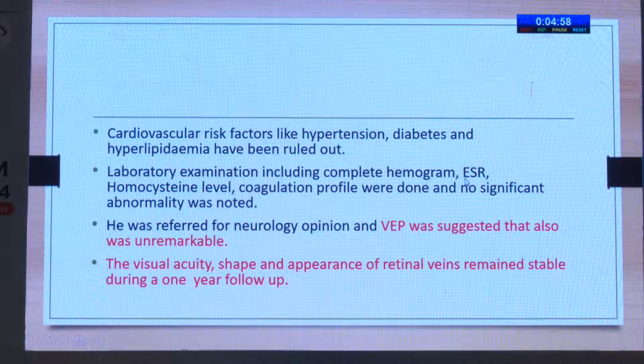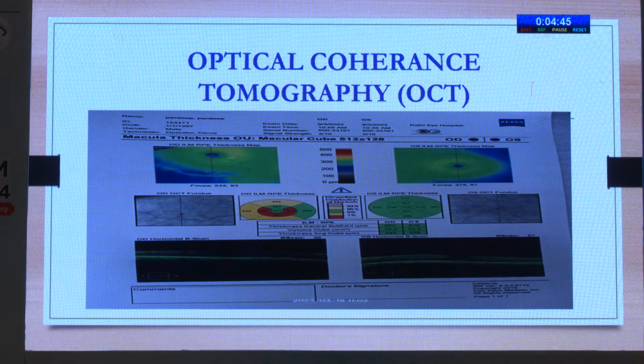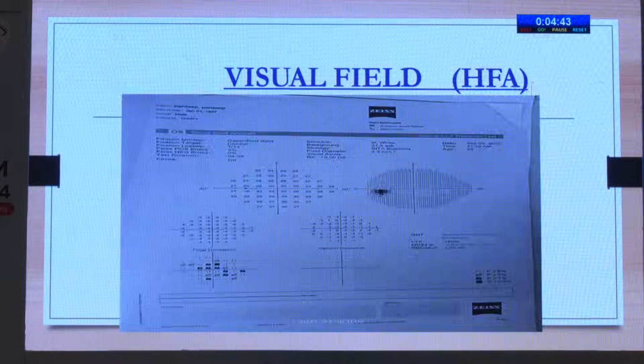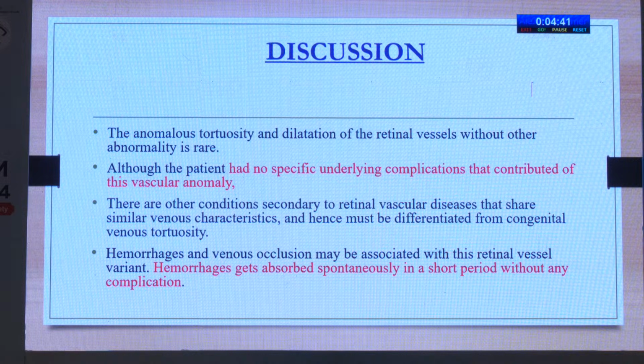The lab investigations, homocysteine levels and coagulation profile, were non-significant. VEP was also non-significant. And over a follow-up of 1 year, everything appeared the same and stable. This is the OCT picture, visual fields, VEP.